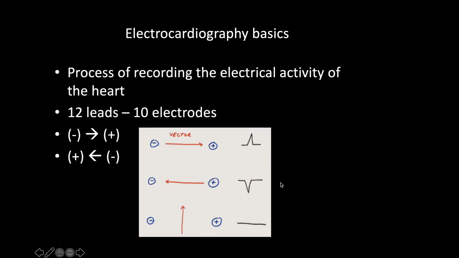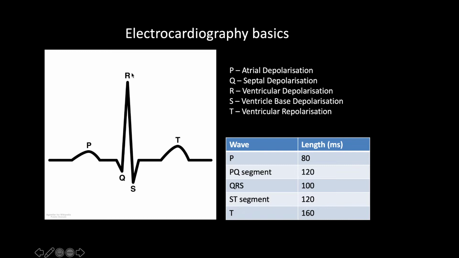And I think it's important here, this is your average PQRST of an ECG. So you have the representations here. P is atrial depolarization, the Q wave here, septal depolarization. I'll explain why they're positive and negative deflections later on. But as you can see here, R is ventricular depolarization, S is ventricular base depolarization, and T is ventricular repolarization.